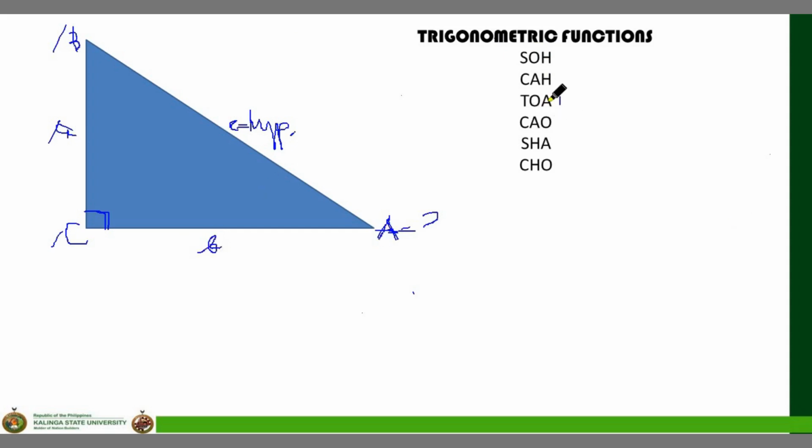Tangent of the angle is equal to opposite over adjacent. Cosine of theta is equal to adjacent over hypotenuse. Secant of the angle is equal to hypotenuse over adjacent. And cotangent, the reciprocal of tangent. Cosecant is equal to hypotenuse over opposite.